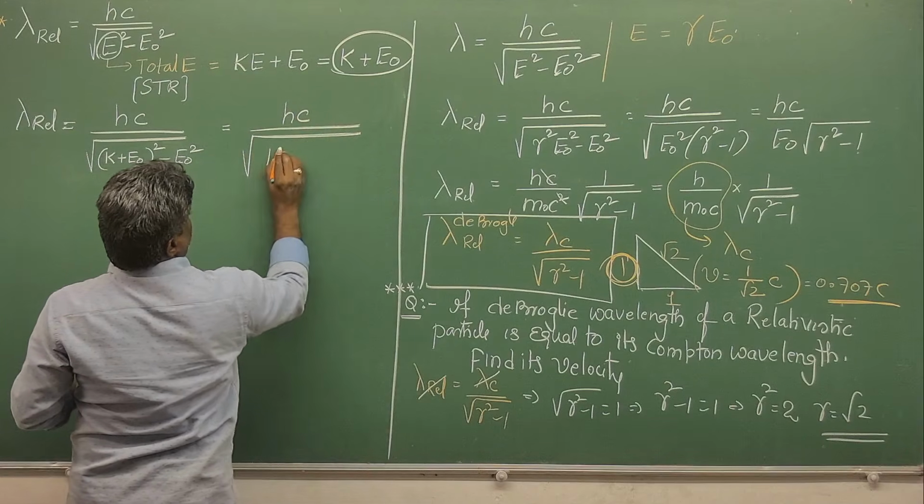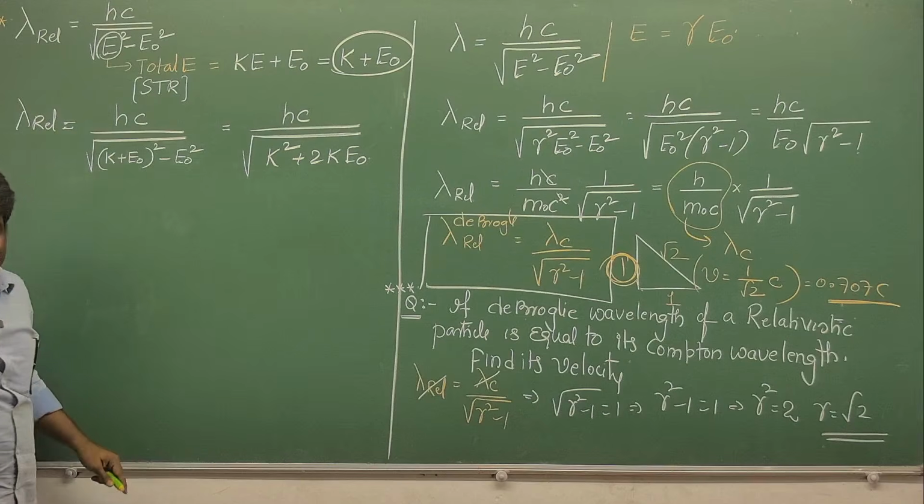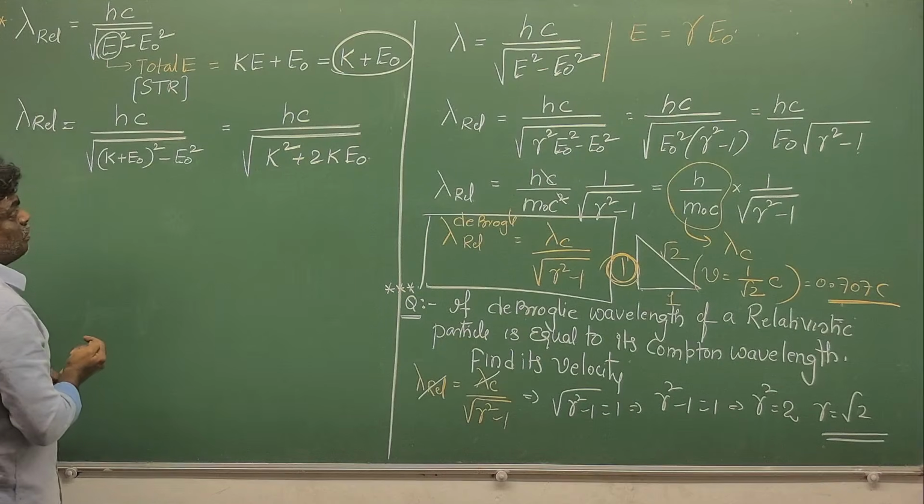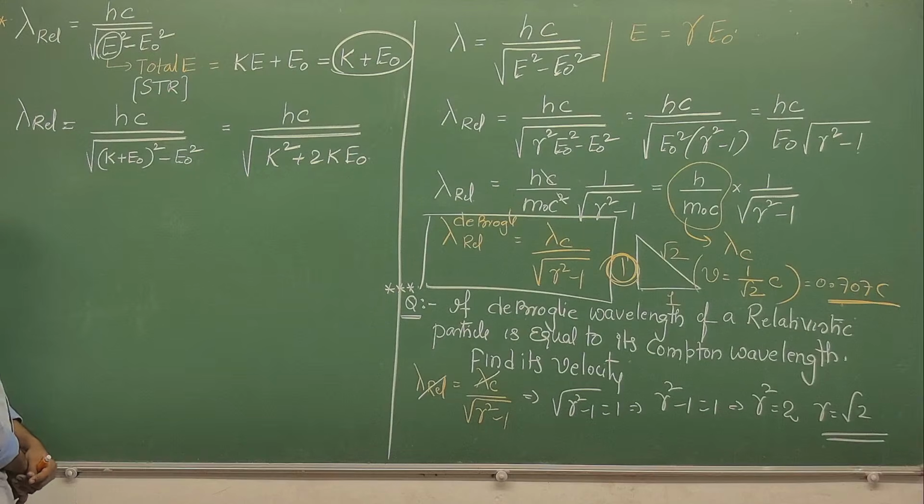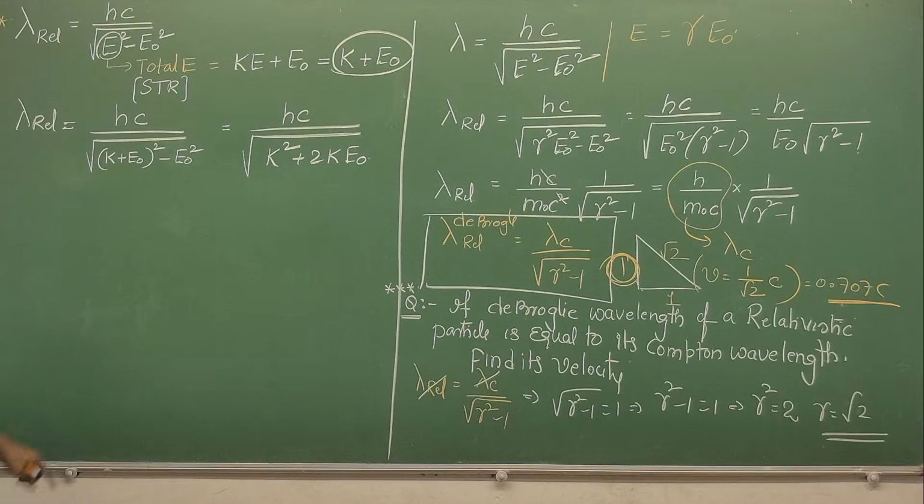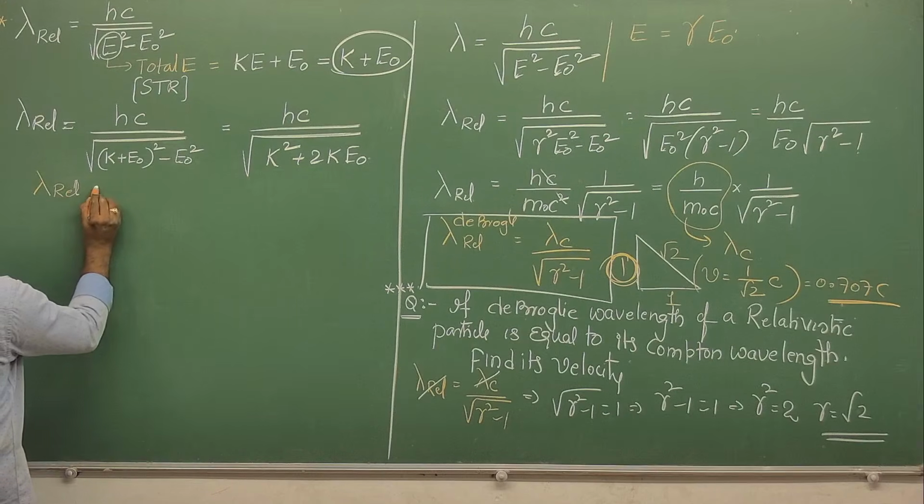You have to get this. K square plus 2K E naught. You don't write it directly, do it. hc over under root K square plus 2K E naught, where K is kinetic energy and E naught is rest energy. Substitute A square plus B square plus 2AB, E naught square gets cancelled. That's good. Now I got the relativistic particle energy.